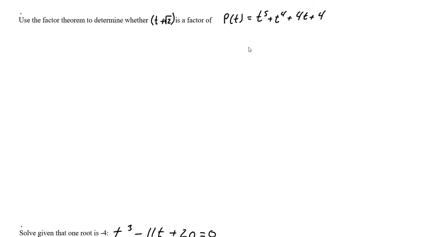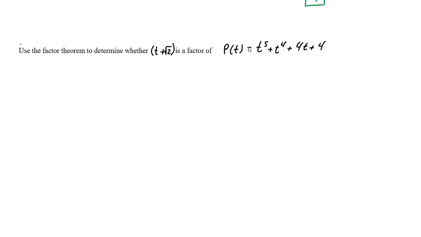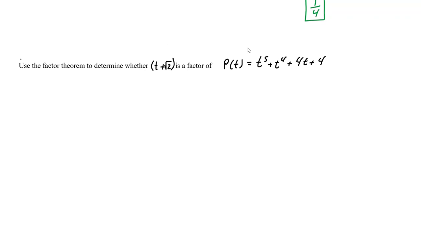Okay, that's the remainder theorem, and now let's do the factor theorem. And the factor theorem says that if you do division, so if you take our polynomial here, t to the 5th plus t to the 4th plus 4t plus 4, if we divide that by one of its factors, and we're testing to see if t plus the square root of 2 is a factor, then the remainder will be 0. Okay, right?